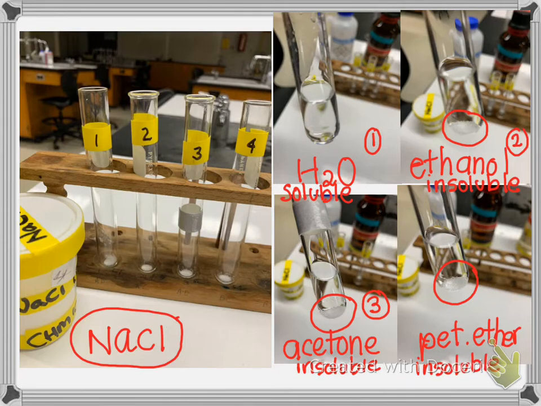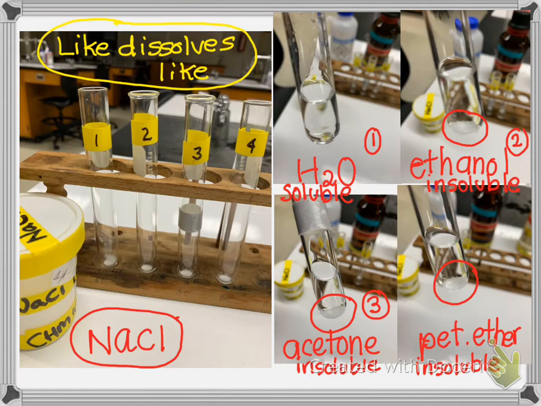So let me talk about this rule, like dissolves like. How can we predict what's happening? Well, like dissolves like is the rule. And what this rule means is that substances that have similar polarities will mix with each other. Okay, so of the solvents, I know water is polar and sodium chloride is ionic, and so they must be similar, so they dissolve.